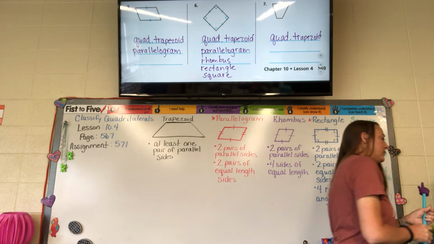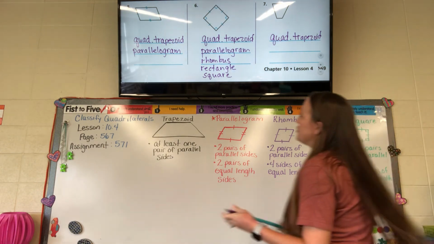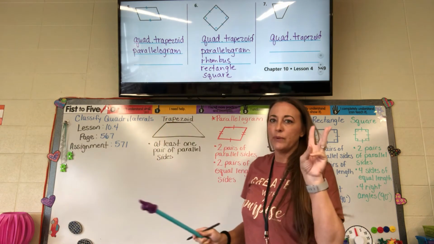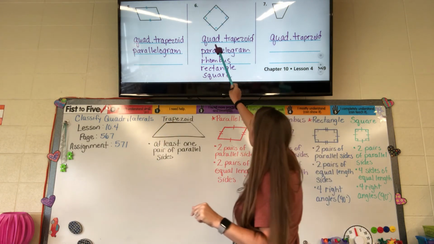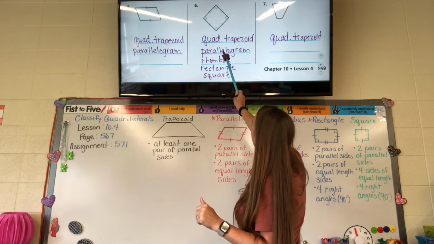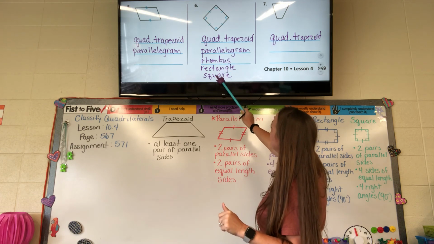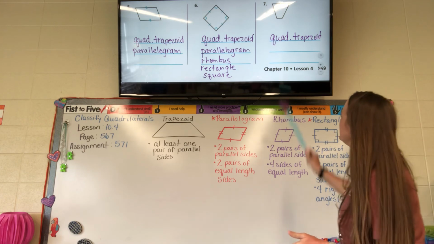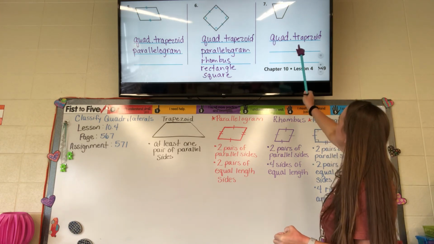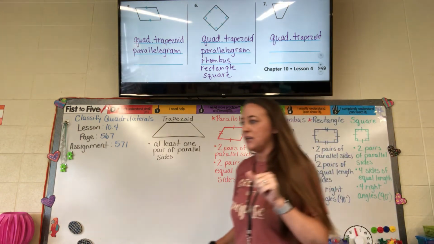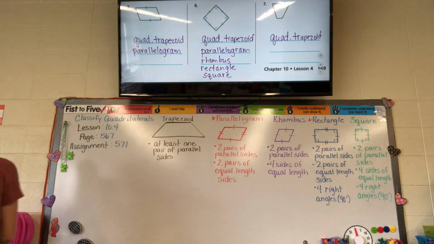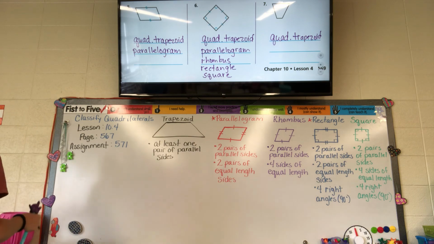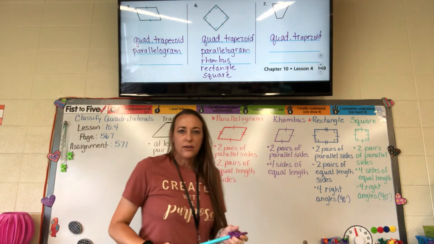Okay, so number 5, you should have listed quadrilateral, trapezoid, and parallelogram, 3 classifications. Number 6, quadrilateral, trapezoid, parallelogram, rhombus, rectangle, and square, all 6 classifications. And then number 7, you should have 2 classifications. Let me just double check that we've got them all right here. And we do. Okay, so I know this is a little tricky.